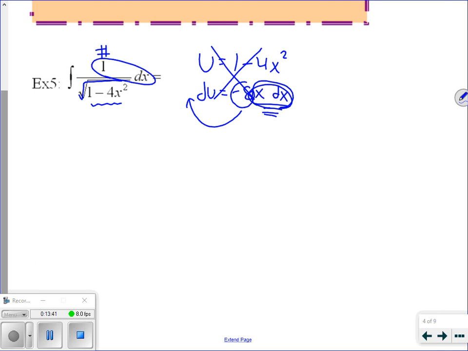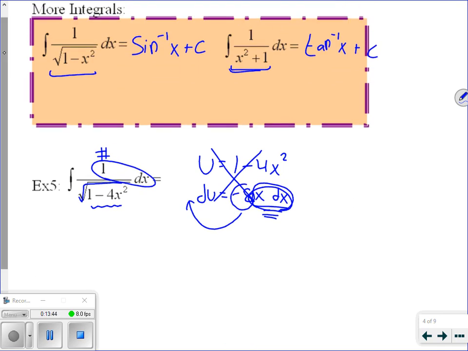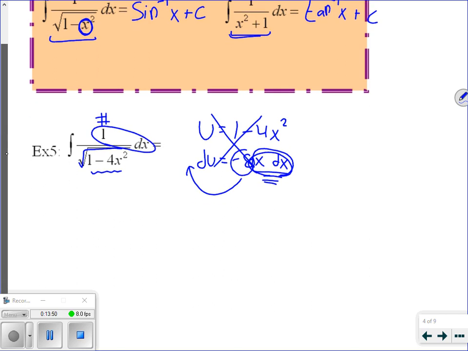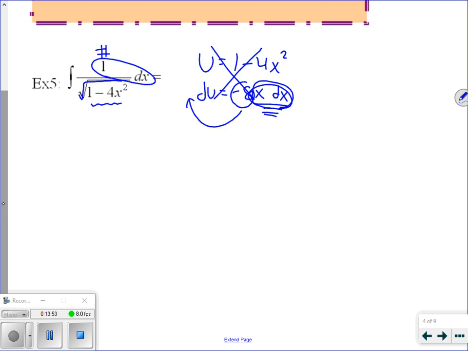But if you notice up above, this looks very similar to 1 over the square root of 1 minus x squared. So what if I made this kind of like my x squared? What if I wrote it as 1 over the square root of 1 minus, instead of 4x squared, 2x the entire quantity squared? Is that not the same thing? It's just that I kind of undistributed it.